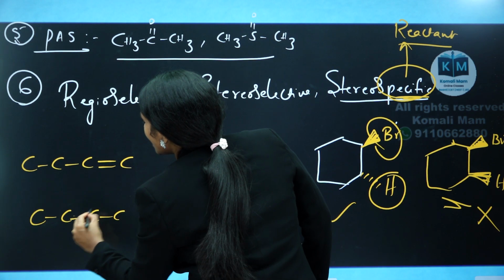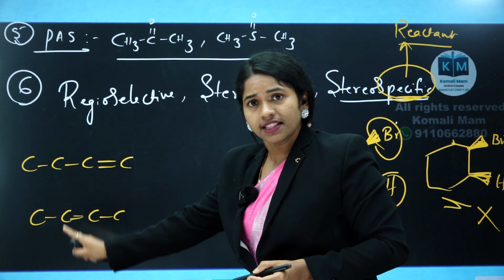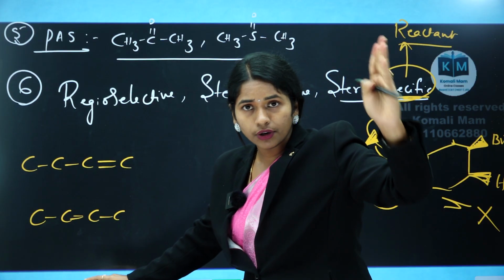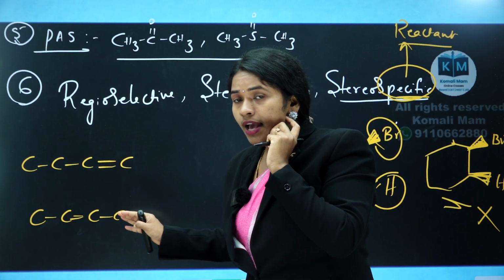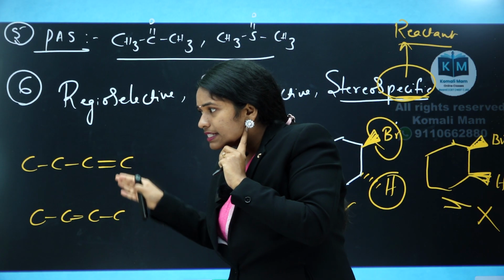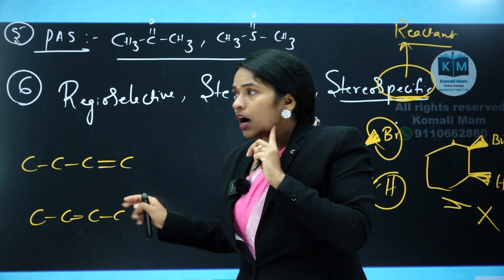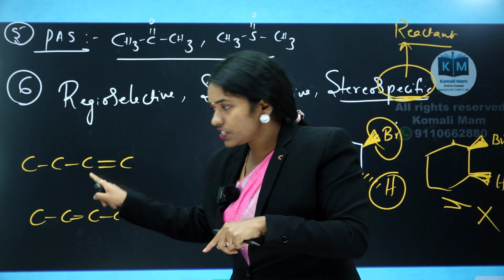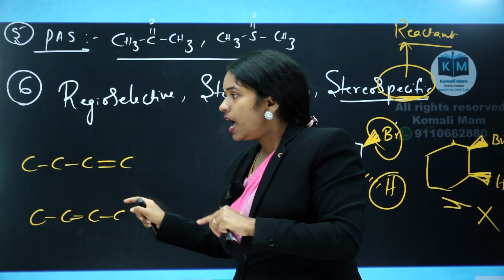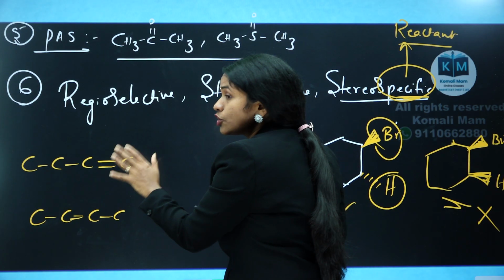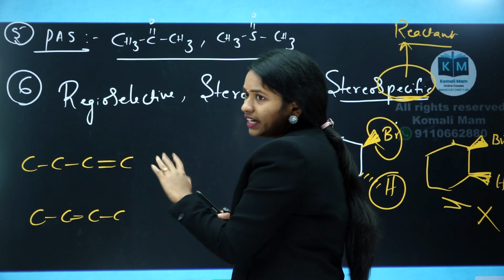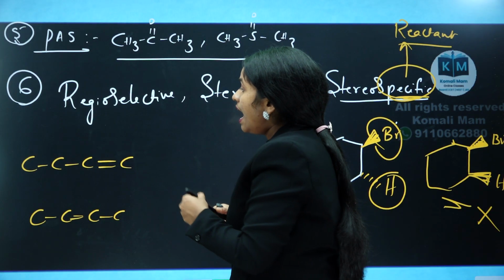One more product after elimination. This is 1-butene, this is 2-butene, 2 products: 1-butene and 2-butene. Okay. Now, out of these 2 products, here the position is at the first position, here it is at the second position. Now, these 2 are structural isomers, only the position is different, so positional isomers.